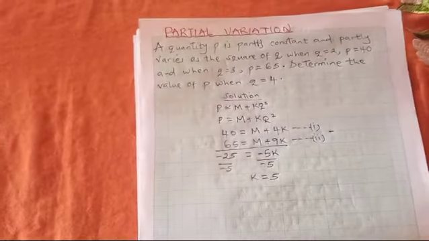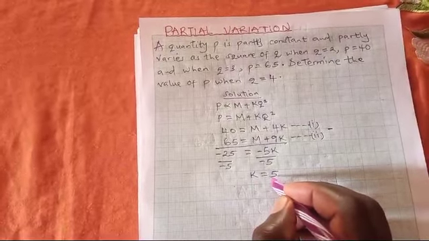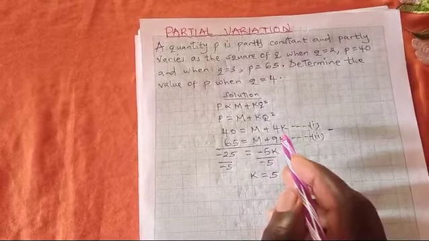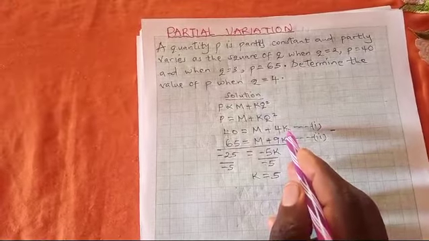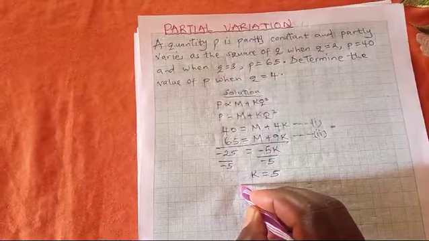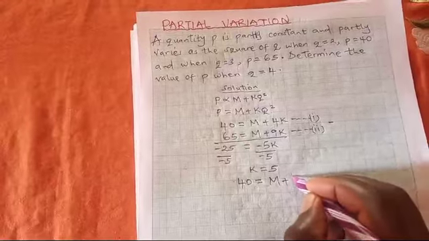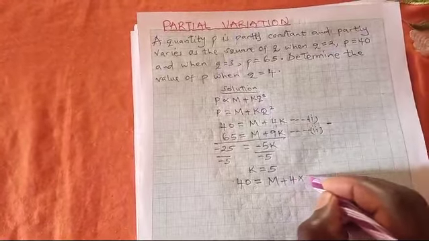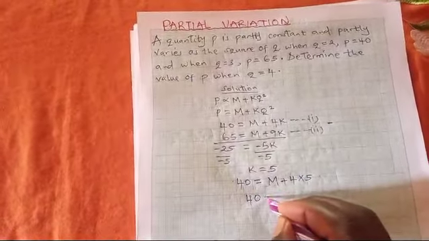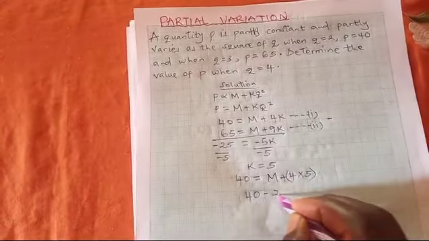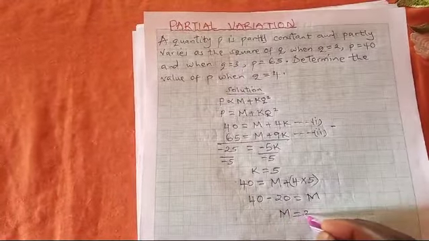We can now go ahead and find the value for M by substituting 5 for K in equation 1 to find M. How are we going to do that? We say 40 is equals to M plus 4. Now our K is 5, times 5, which is 20. Now 40 minus, this is 20, remember, minus 20 will give us M. Now our M is in fact 20.